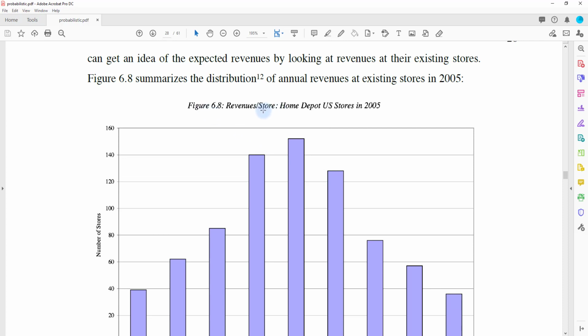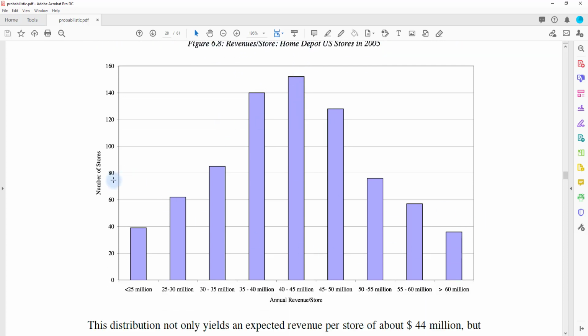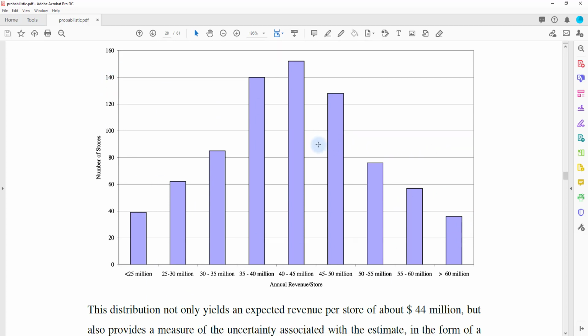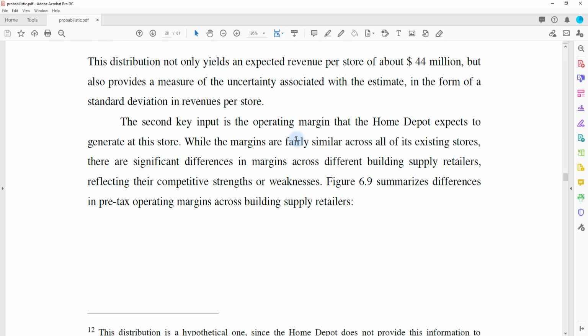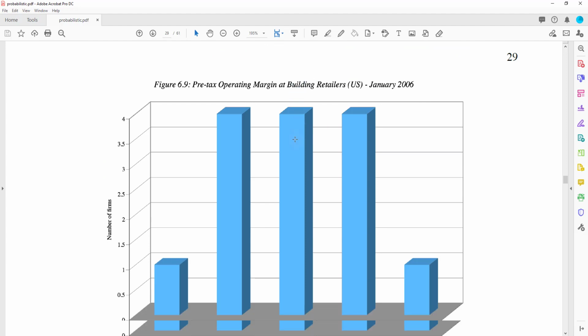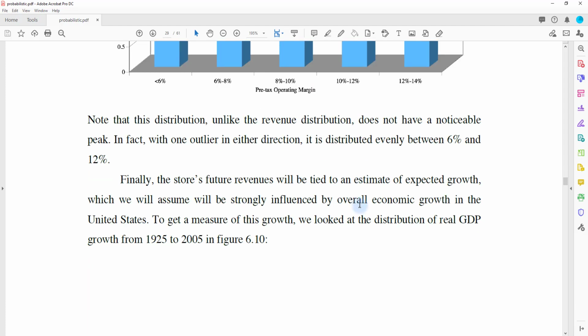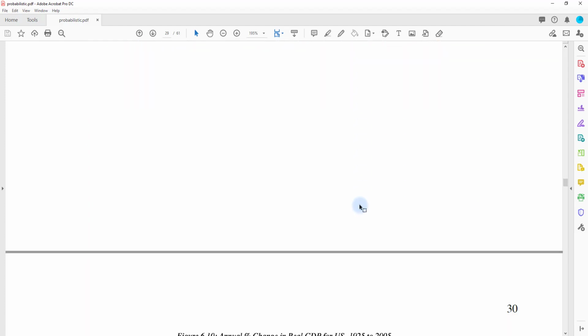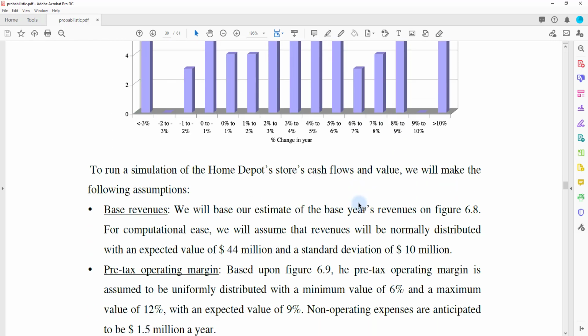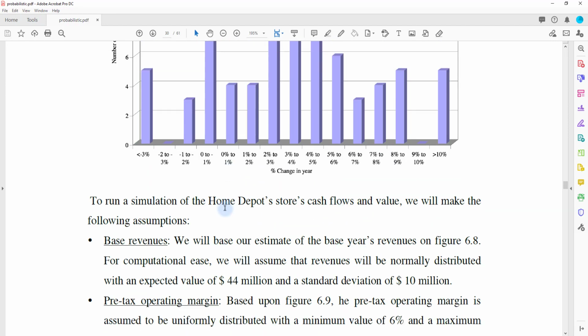Here we have the revenue per store for all their US stores in 2005. So this is a distribution of stores. And then we also have the distribution of pre-tax operating margins, where most of them are between 6 to 12%. Some are less than 6% and some are greater than 12, from 12 to 14%. The assumptions made here are summarized on page 30, so we'll jump to this portion here.